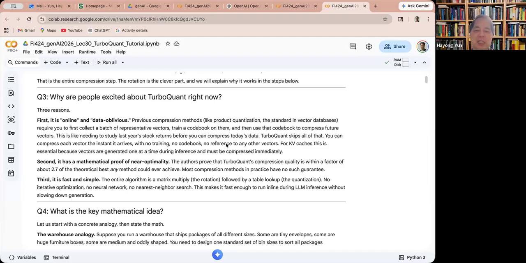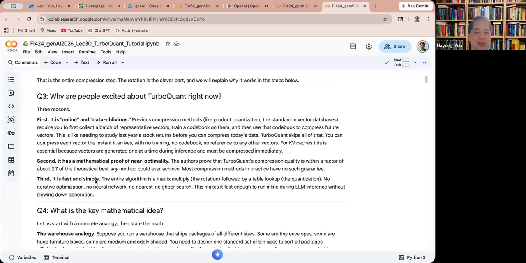So for KV cache, this is kind of essential because the vectors generated one at a time during inference must be compressed right away, for the speed. And then second, it has a mathematical proof of near optimality, meaning the authors prove that the quality is within a factor of about 2.7 of the theoretical best that any method could achieve. And this is kind of a rare thing to have. Usually there's no such guarantee.